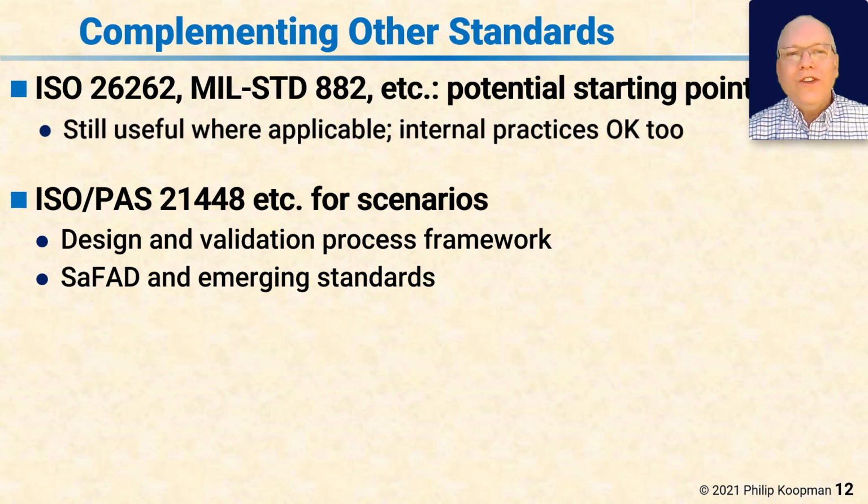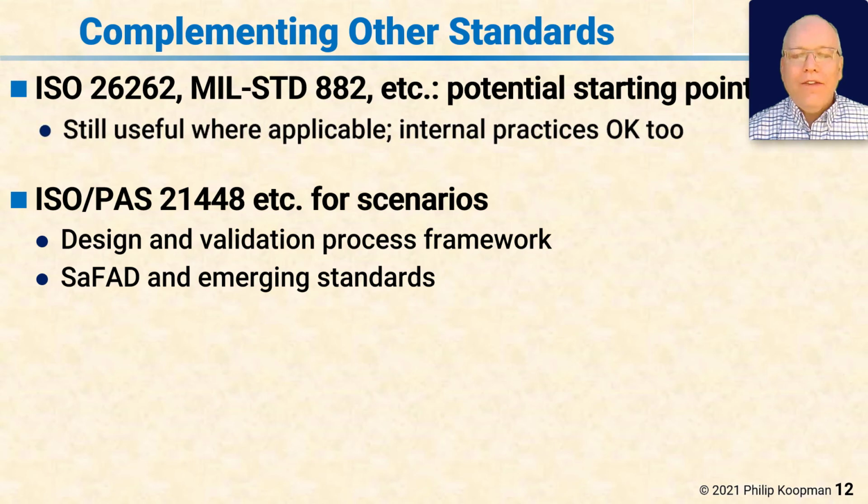4600 complements other standards. ISO 26262, MIL Standard 882, and so on are potential starting points. Those standards should be used where applicable, especially for functional safety. Other emerging standards can also be applicable, for example, ISO PAS 21448, having to do with SOTIF analysis, and design and validation process frameworks, and SafeAD and emerging standards. All these sorts of things can and should be applied when applicable.